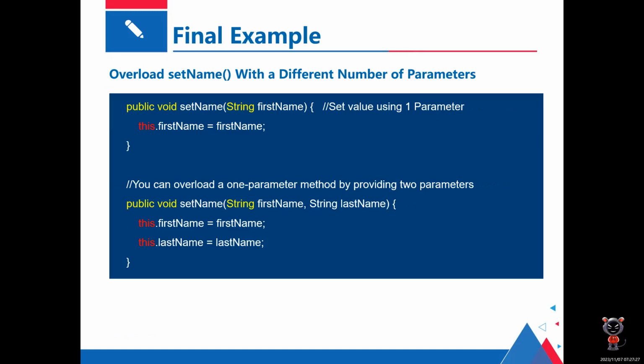Then we try to overload the setName method with a different number of parameters. So in this overloading, we are providing one parameter and two parameters. In the first example, we only provide the first name because some people have only a first name and no last name. So if a person has a last name and we provide two parameters, first name and last name, the second method will be invoked by the Java program.